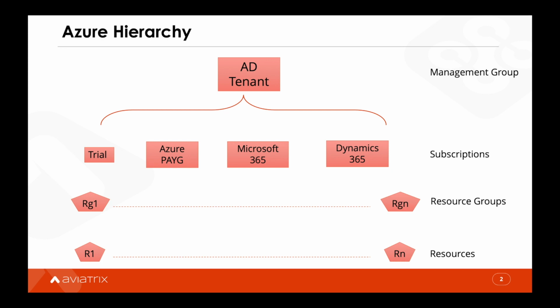There is another level in the hierarchy called a management group. This was introduced to allow organizations to enforce a consistent governance strategy by grouping multiple subscriptions under a management group and applying a set of policies at the management group level, rather than having to do it individually for each subscription.